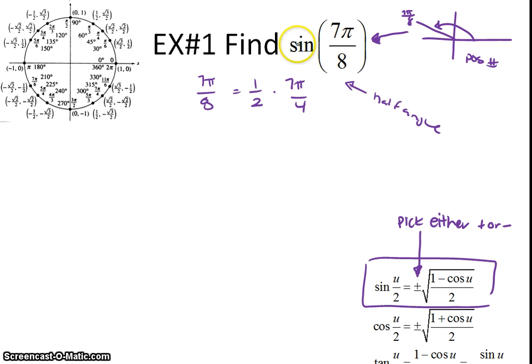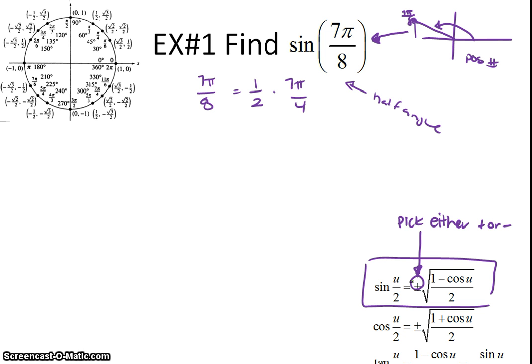Because remember, if we're wanting to find sine of 7 pi over 8, 7 pi over 8 is in quadrant 2, and sine is the y coordinate. And since we went up, we know we're going to pick the positive and not the negative.